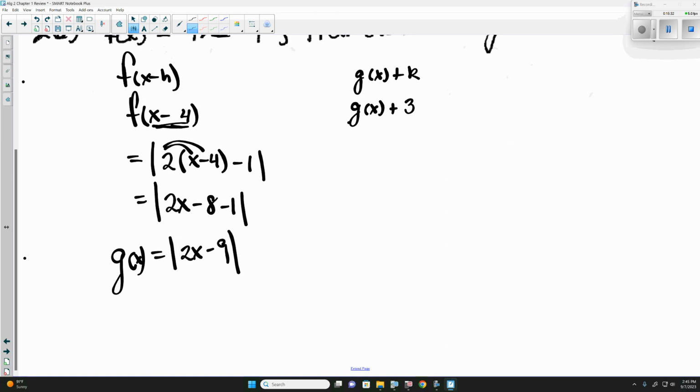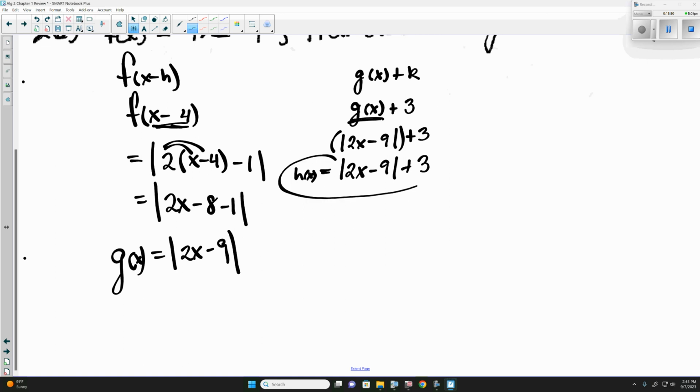Now g of x is just g of x. We can replace it with its function: the absolute value of 2x minus 9, plus 3. Now at this point I can drop the parentheses, giving us this here. Now this is actually the final answer because I cannot move that 3 into the absolute value.